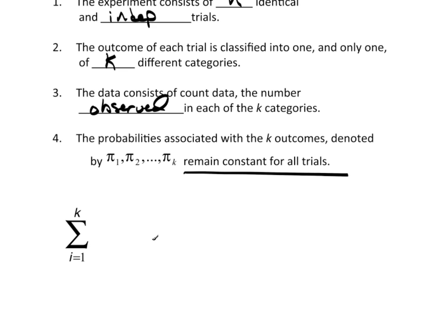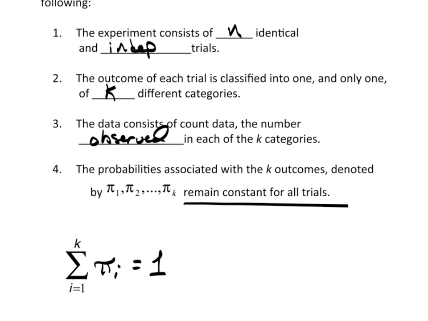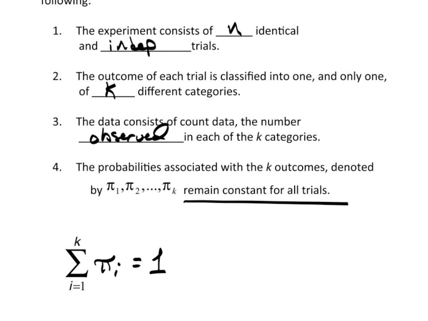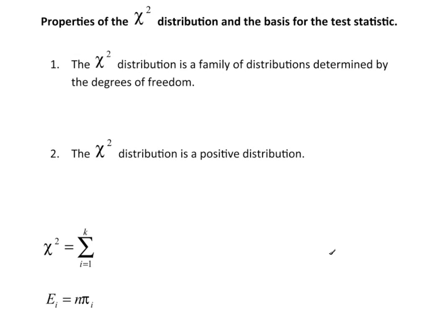And again, just like in the binomial, probability of success plus probability of failure equals 1. Well, here, if I sum up all the pi i's, if I set up all these probabilities for each category, again, that must be equal to 1. So this is the basic idea of what you need for a multinomial experiment.